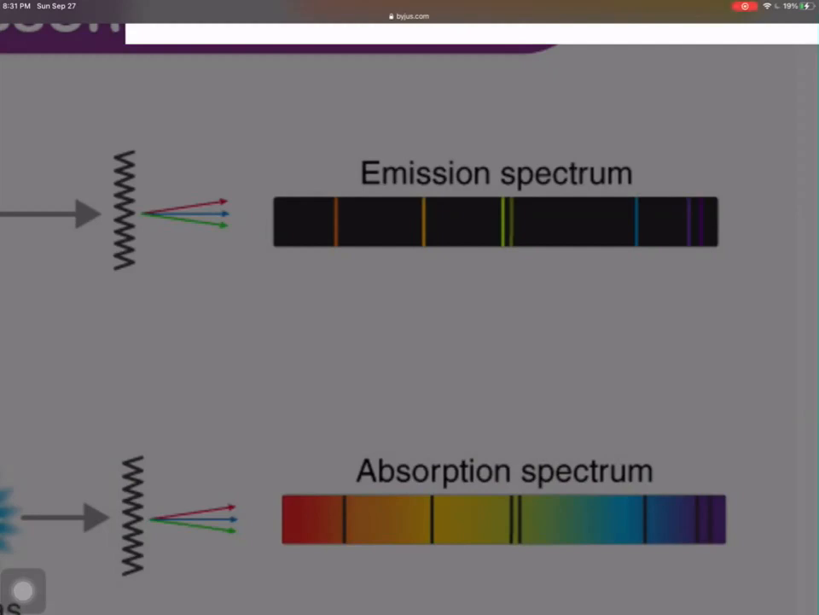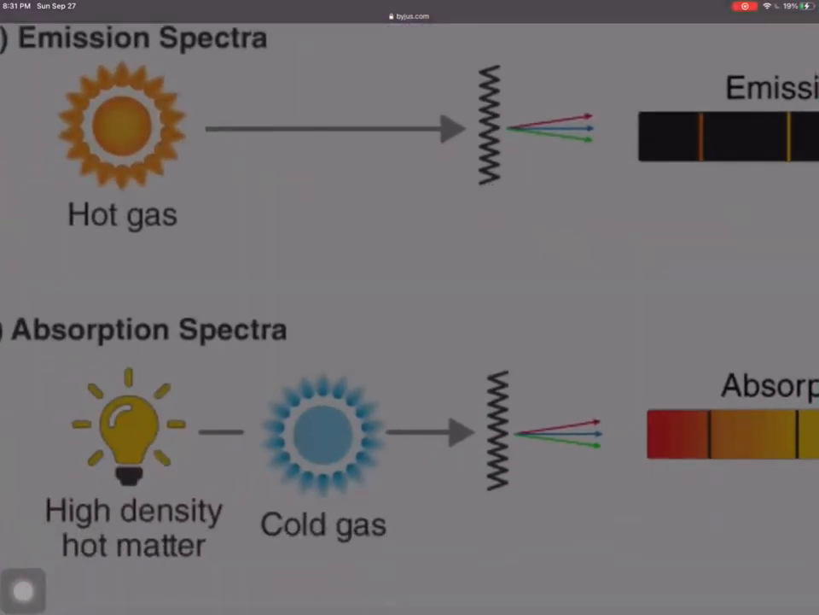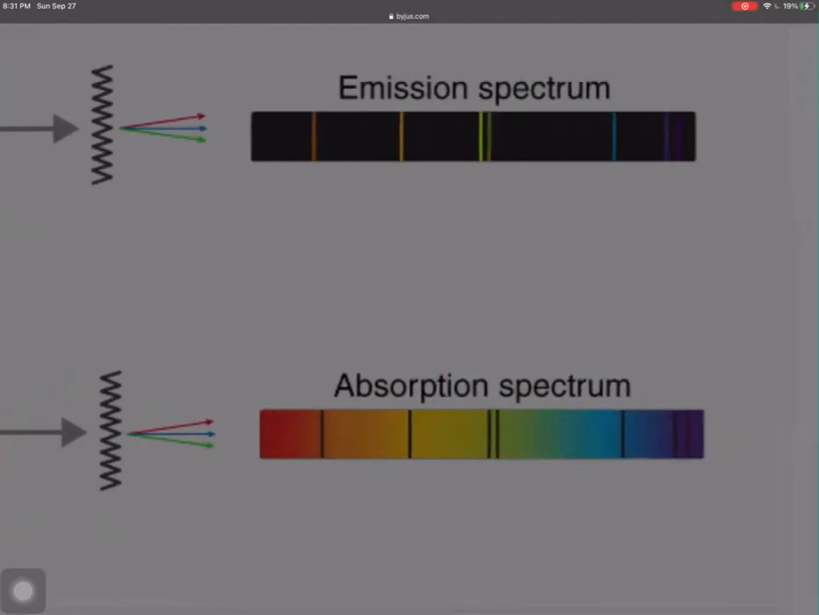And the second one is the absorption spectrum, where the input is supposed to be sunlight, but a high density hot matter should also produce white light. The white light can give you a full spectrum from red to purple, right? And then you see there are a few black lines, which means those wavelengths of light are absorbed by the substances. So this is why it's called absorption spectrum.